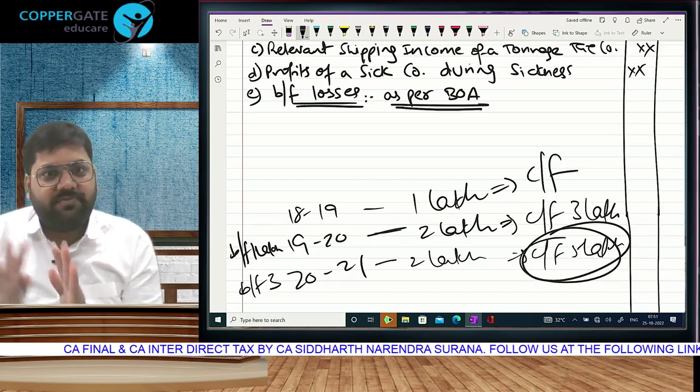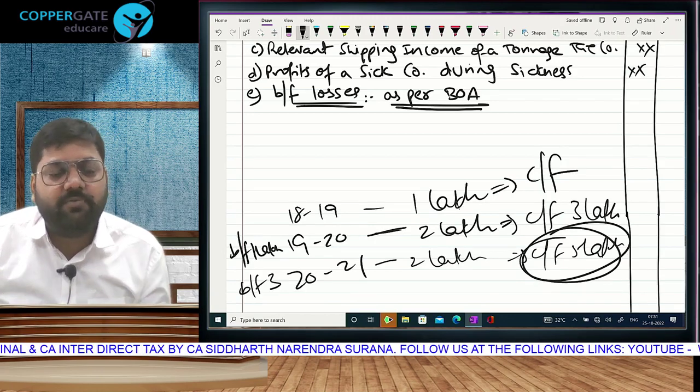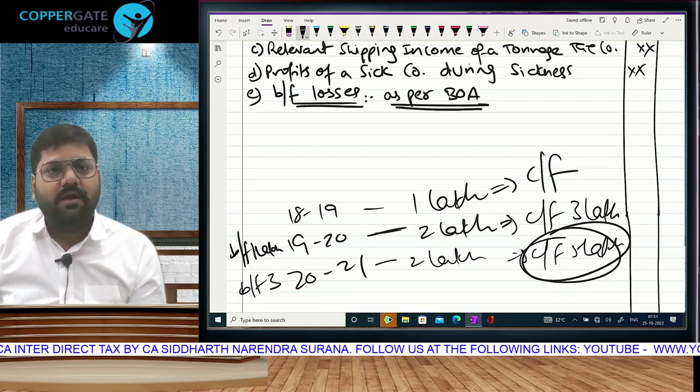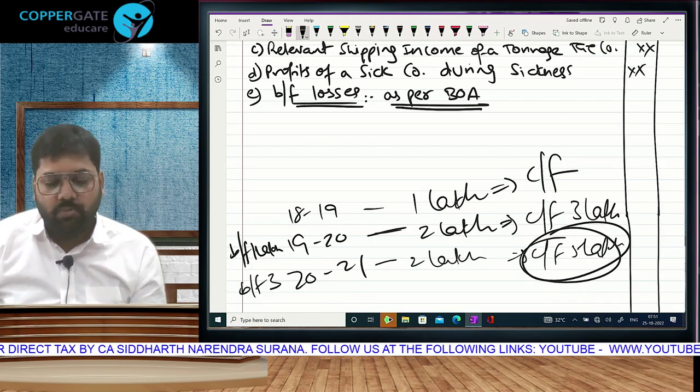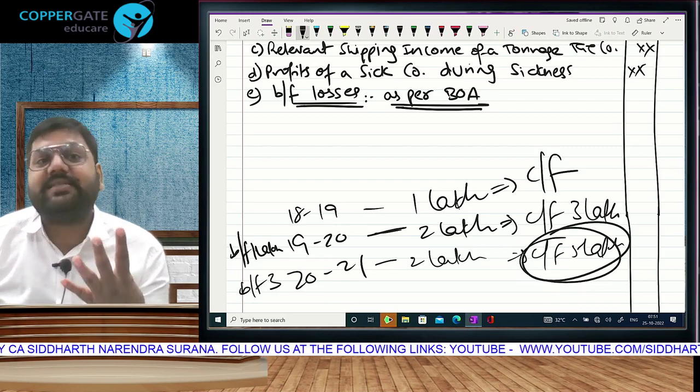That means it is brought forward plus current year. Total, the total carry forward is 5 lakh. You are not going to be able to maintain any year by year data. These are losses as per books of accounts. So if you go by tax, it is 1 lakh, 2 lakh, 2 lakh, such amounts.